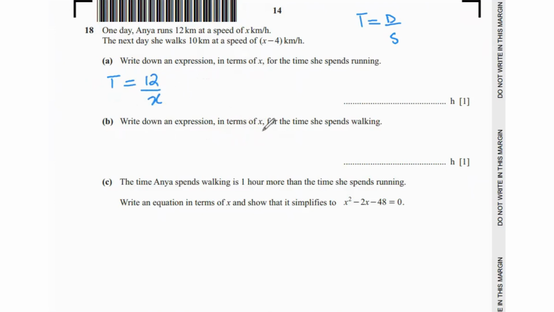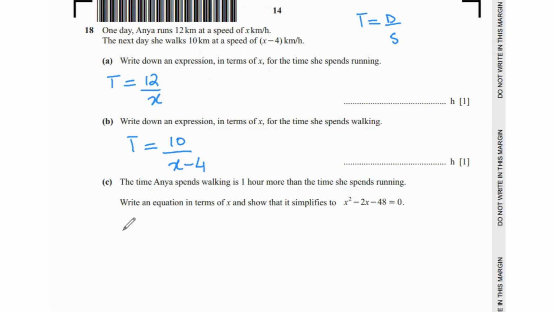Then write down expression in terms of x for the time she spends walking. So that's going to be 10 over x minus 4. Both the journeys have different distances and speeds, so make sure you read the question carefully. Don't make the mistake of confusing them. Then the time Anya spends walking is 1 hour more than the time she spends running. Write an equation in terms of x and show that it simplifies to x squared minus 2x minus 48 equals 0.